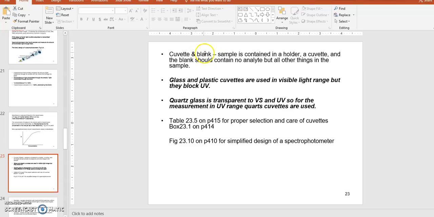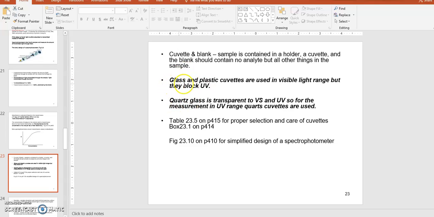Why do you need that? Because the blank will give you the baseline. If you don't have a sample, it's going to give you zero absorbance. Your zero absorbance will be set with the cuvette that contains the blank. And cuvettes are made of, like I said, either glass or plastic. There are some disposable plastic cuvettes as well, or quartz.